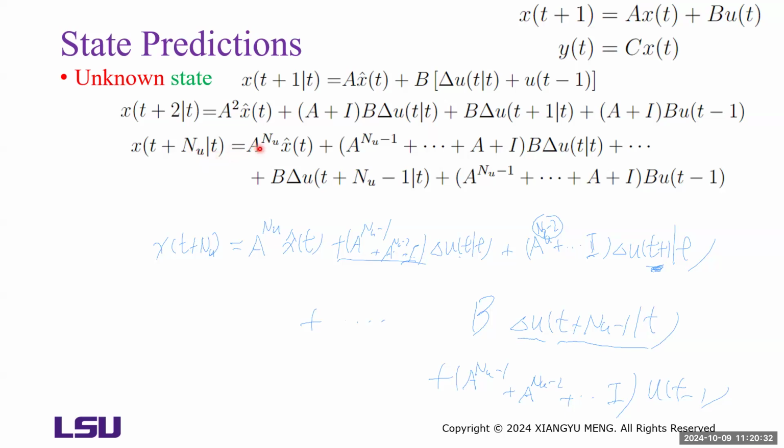It will be A to the power of nu x hat t, plus A to the power of nu minus 1 until I B, that's delta u t|t. The last one will be B delta u t plus nu minus 1|t. For the coefficients of u t minus 1, it will be A to the power of nu minus 1, and so on until I.